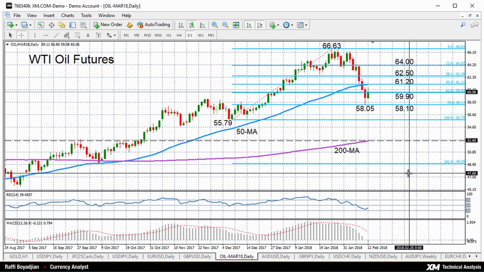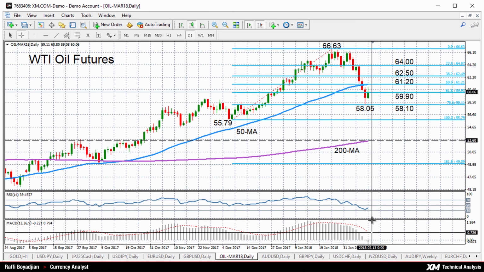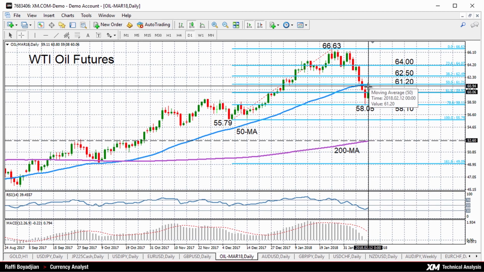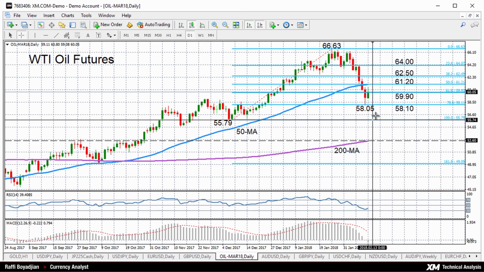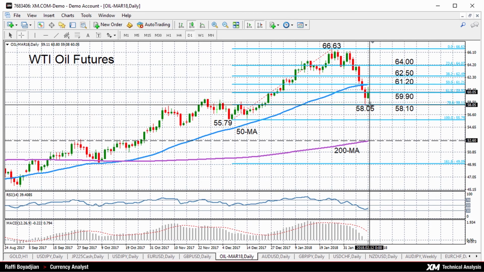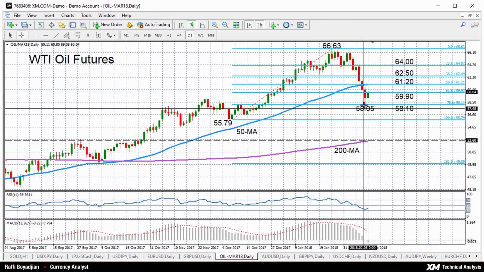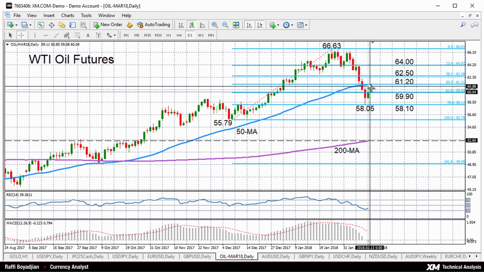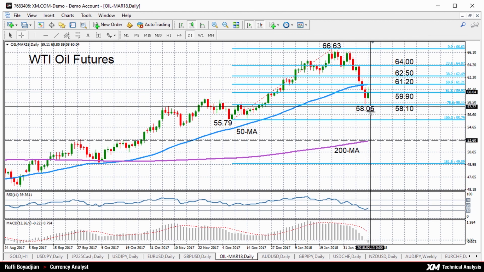In the medium term, we can see the MACD has dipped slightly into negative territory, and prices have dipped below the 50-day moving average. So clearly that bullish outlook is now close to turning neutral, if not already having turned neutral. If the downslide continues, we could then see the oil futures moving into a bearish phase.